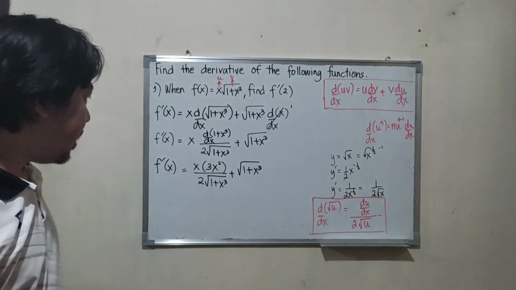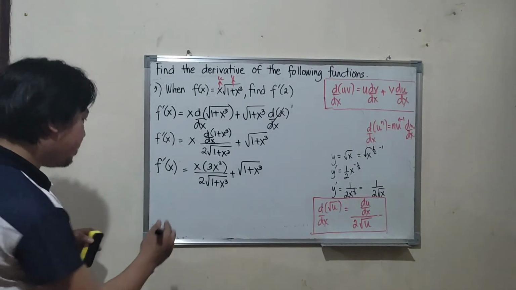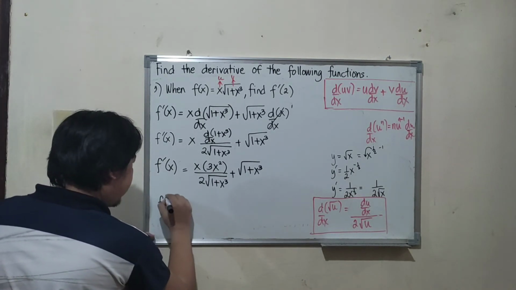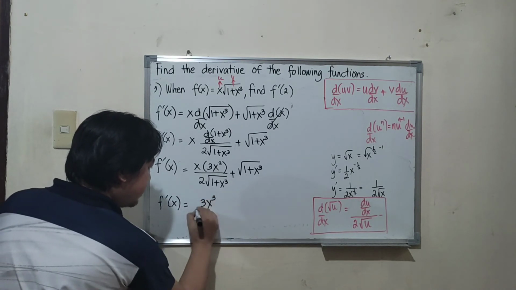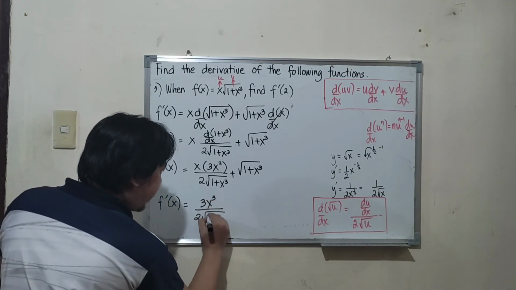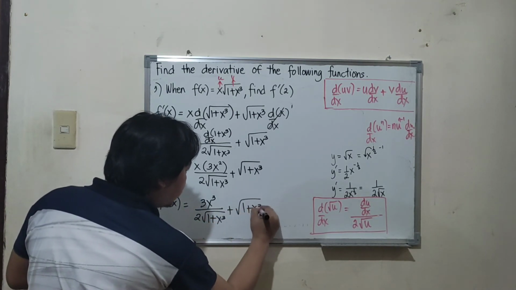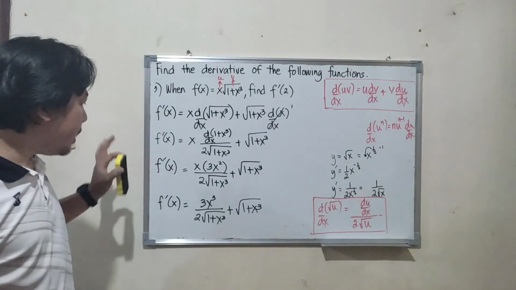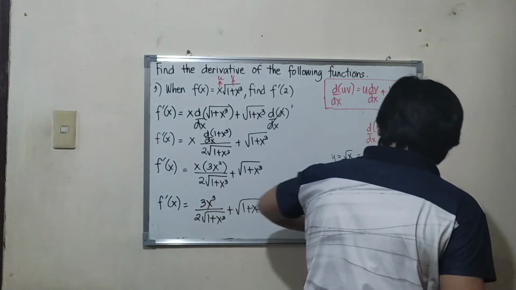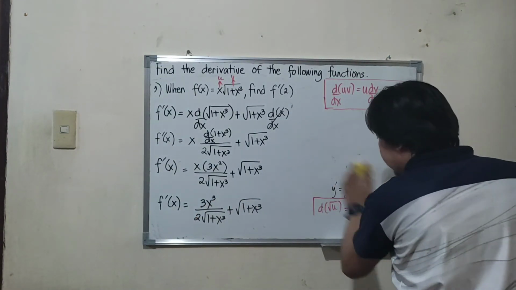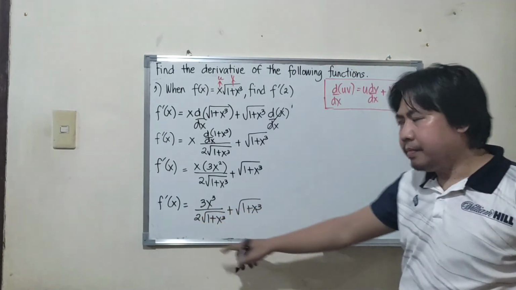Or, simplify the numerator. If we simplify the numerator, magiging combine nyo lang yan, or multiply. F prime of x is equal to 3x squared over 2 times square root of 1 plus x cubed plus square root of 1 plus x cubed. So that is now our derivative. Pero hindi pa tayo tapos. Ang hinahanap natin is f prime of 2. So ibig sabihin, isa-substitute natin ang 2 sa derivative natin, f prime of x. So f prime of 2.